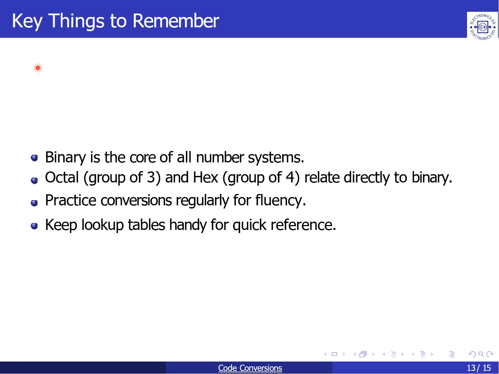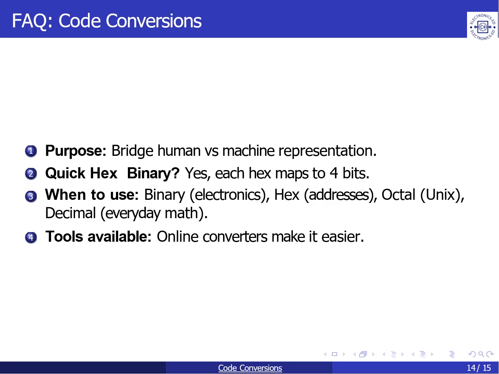Remember these key points: binary is the foundational code system. Octal, grouped in 3s, and hexadecimal, grouped in 4s, relate directly to binary, making conversions easier. Practice your conversions regularly to build fluency. And keep handy lookup tables for quick reference during your work. The purpose of code conversions is to bridge human and machine representations of numbers.